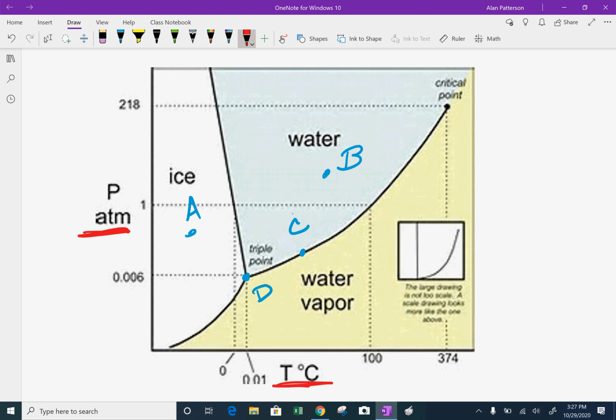given set of temperature, pressure conditions. Okay, so I've got a phase diagram here for water. So let's consider what this graph is telling us. Okay, so a couple of things you're going to notice here is you see three states of matter. So you have ice, which is solid. Okay, ice here. And then you have the liquid water right here, and then you have water vapor.